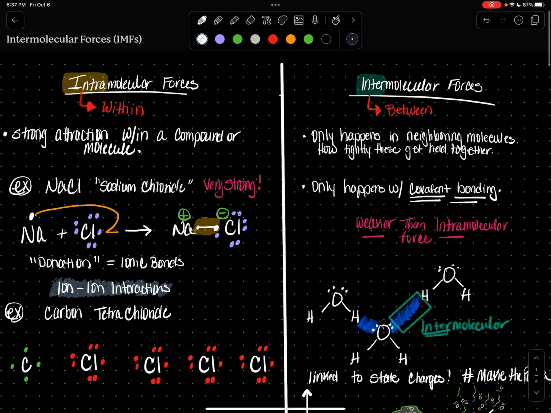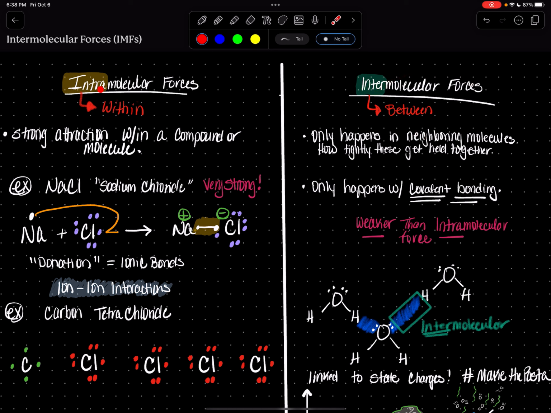Alrighty, ladies and gentlemen, so right now we're going to have a review on the intermolecular and intramolecular forces present when we're talking about bonding. When we're dealing with bonding, you're looking at it from two different perspectives: intramolecular forces and intermolecular forces.